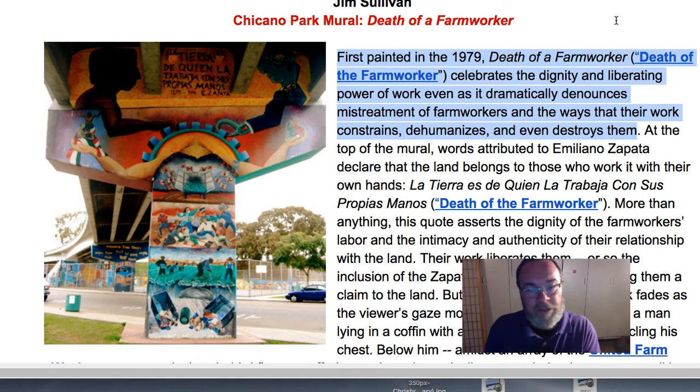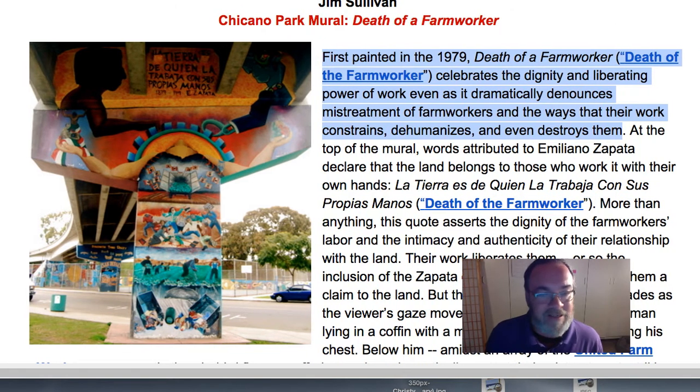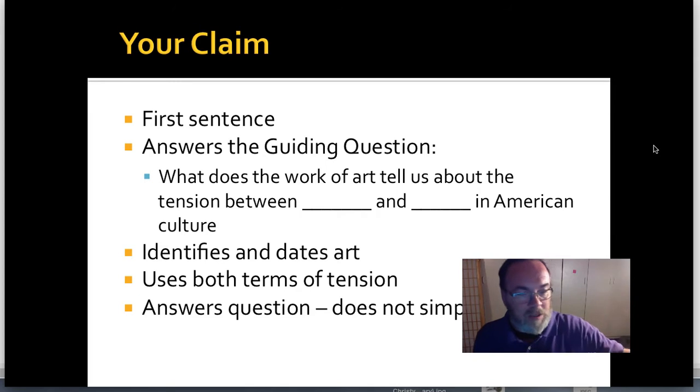But what happens in this mural is a little of both. One idea is being celebrated, the other is being critiqued. And that's an example of a strong claim sentence. Don't forget to come back and look at this again as you're working on your own, if that would be helpful for you. So again, that's what a claim should look like, and those are our criteria.